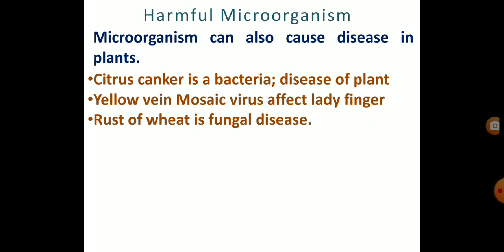During 1845 to 1847 in Ireland, the potato crop was destroyed by the potato blight fungus, causing many people to starve. So you can imagine how harmful these microorganisms are for us.